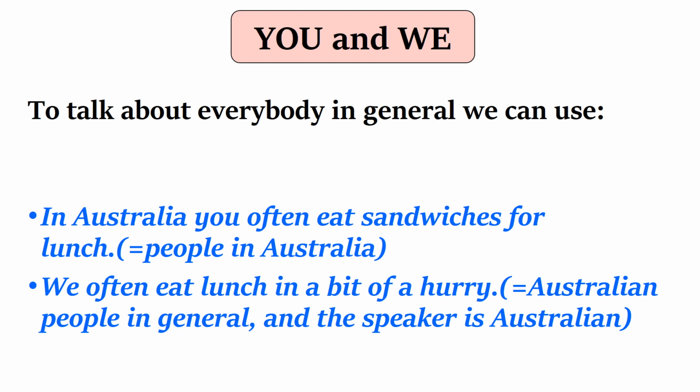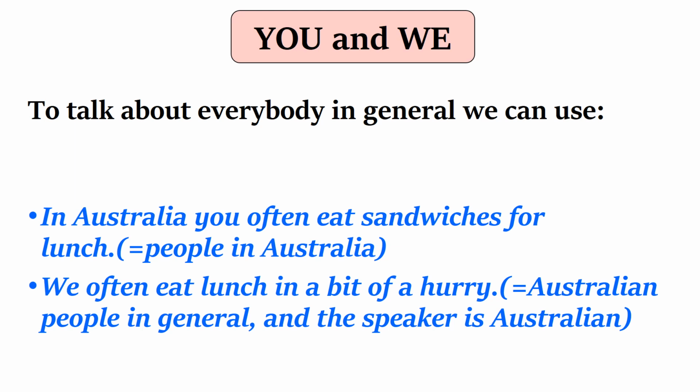You and we are used to talk about everybody in general. We can use: in Australia you often eat sandwiches for lunch. People in Australia. We often eat lunch in a bit of a hurry. Australian people in general, and the speaker is Australian.